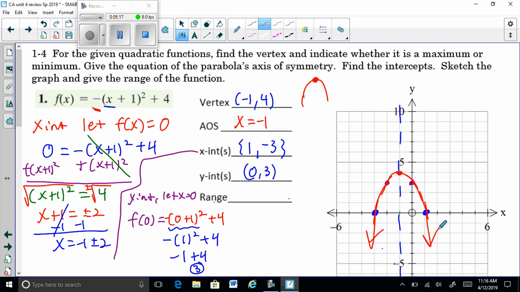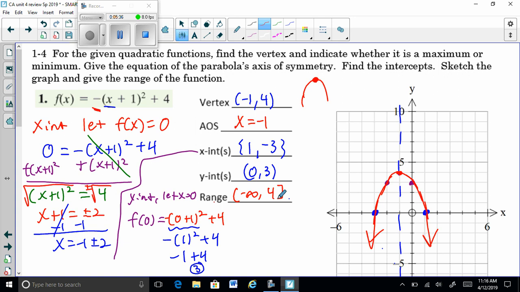So the range, it's not bounded below. You know, those arrows point below, so there's nothing holding it from going down. So the y values go to negative infinity, and they peak at 4. They peak up here at 4. And that's it.